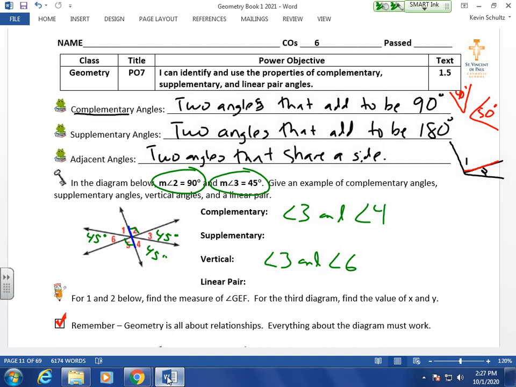That's the linear pair. 2 and 5 is our answer for the supplementary angles, because they are two angles that add to be 180. Do we have two angles that make a line here? No. Yes. I'll give you a hint. It's one of those two. Yeah. Great.